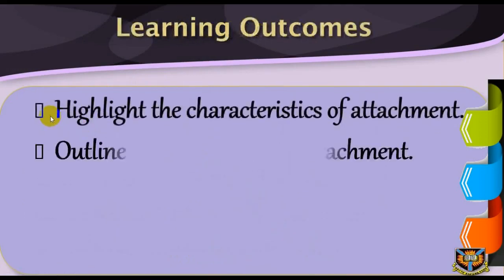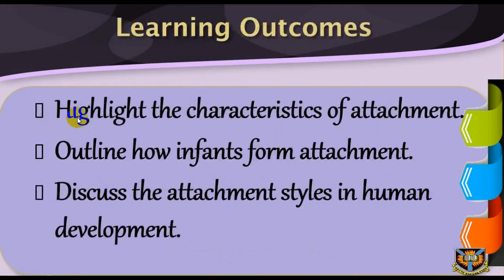When you have studied this session, you should be able to: 1. Highlight the characteristics of attachment. 2. Outline how infants form attachment. And 3. Discuss the attachment styles in human development.